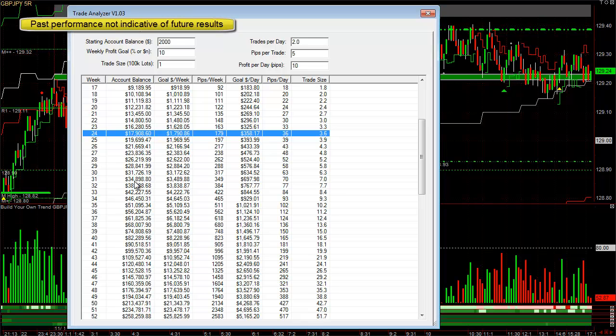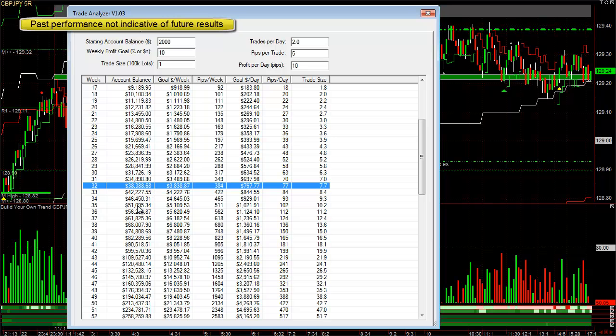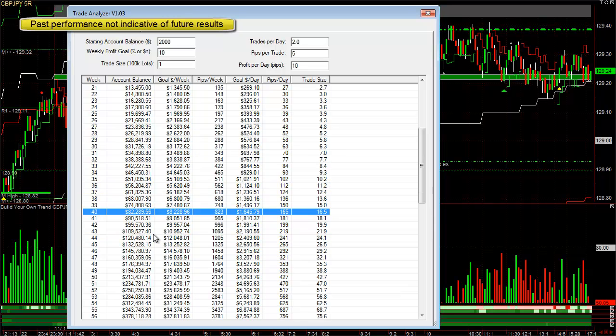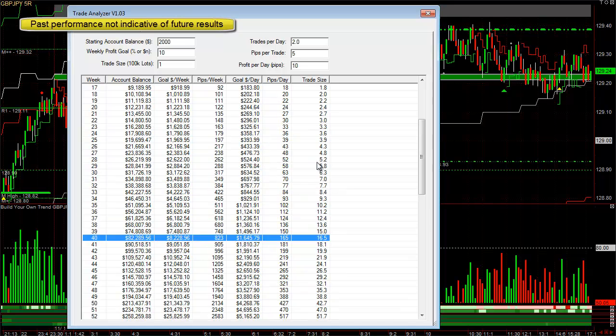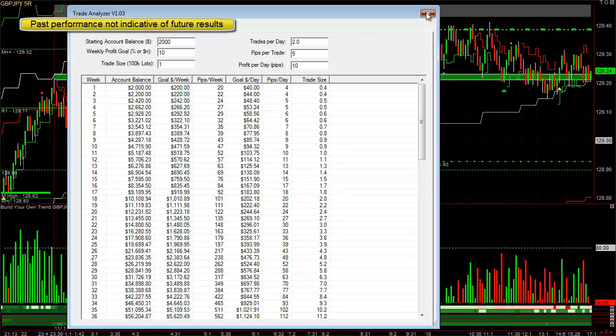Another 8 weeks out, you can see 38,000. Another 8 weeks out, 82,000, and so forth. And as you can see, the trade size gets bigger and bigger, and it's using the power of compounding. But the point is, 10 pips per day does very well.